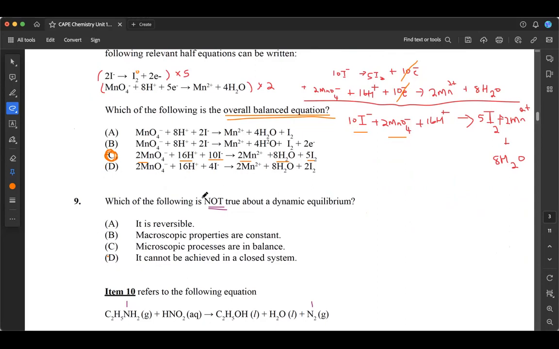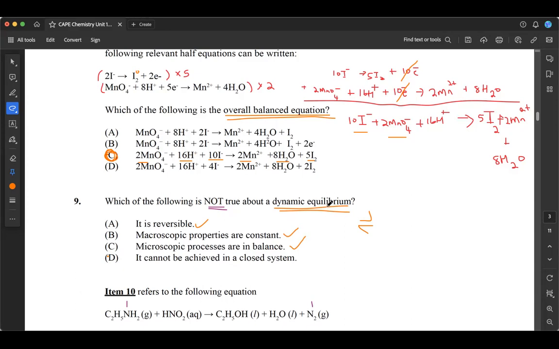Moving along to 9. 9 says, which of the following is not true about a dynamic equilibrium? Is it true that dynamic equilibrium is reversible? That's true. We normally show them with these reversible arrows. Are the macroscopic properties constant? What we see is that we're not really seeing any changes in the large bulk properties, right? So we normally say the concentration is constant. That's true. Are the microscopic processes in balance? Yes, that's true, because you constantly have reactants converting into products and products converting back into reactants.